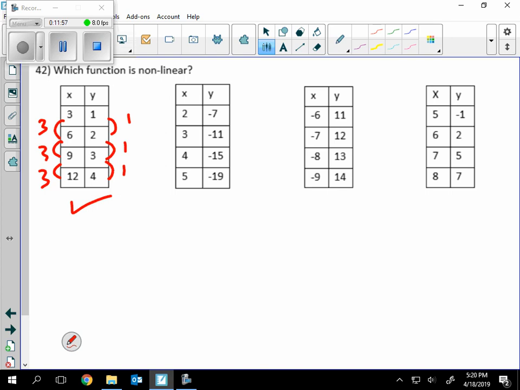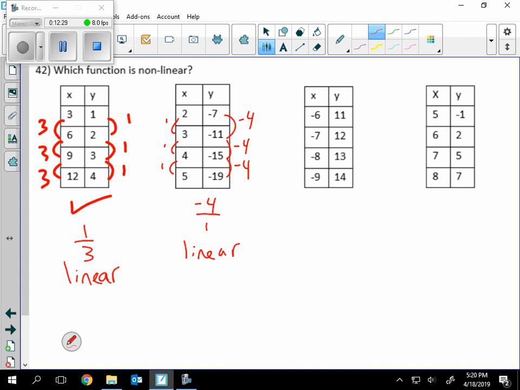The next one. Is that linear? Well, we're going down by 4. Down 4, down 4, and we're going up by 1. So this one's linear. By the way, the slope on this one is -4/1. The slope on the last one is 1/3. But because we have that constant slope, we know we are linear. So far, nothing is nonlinear.